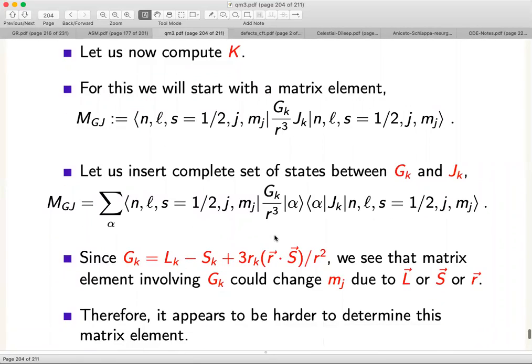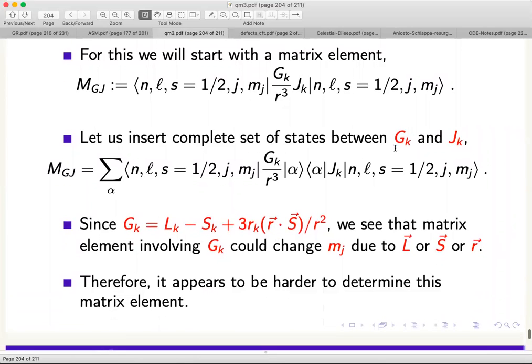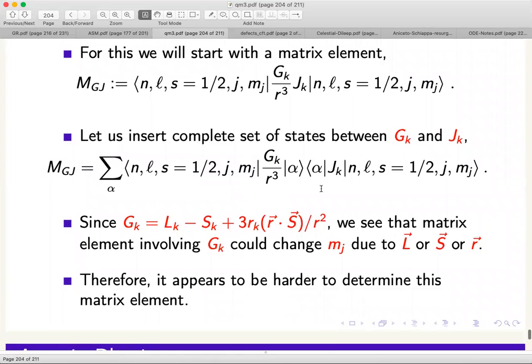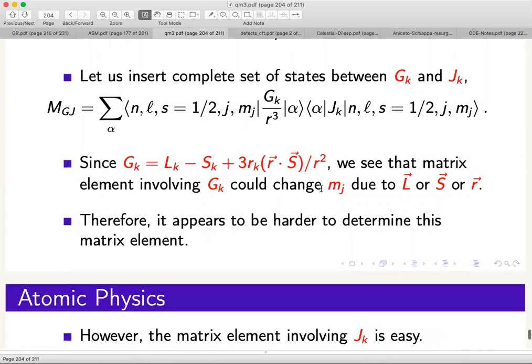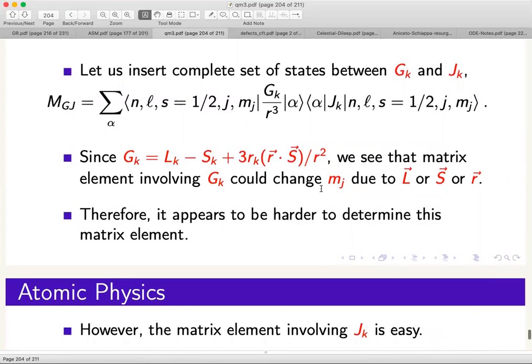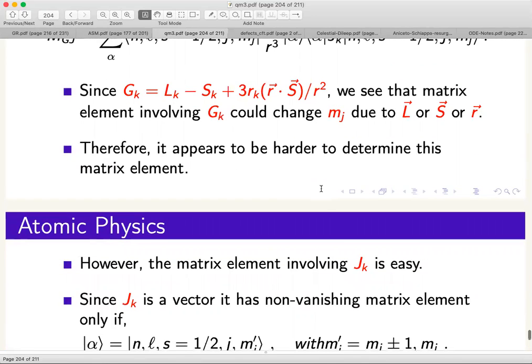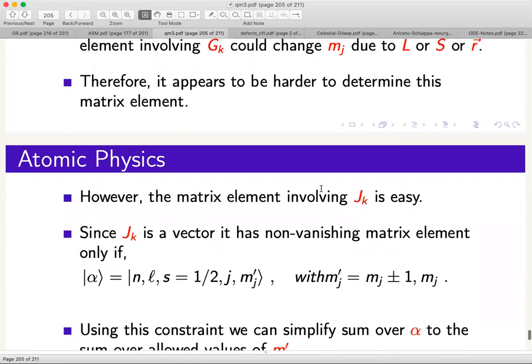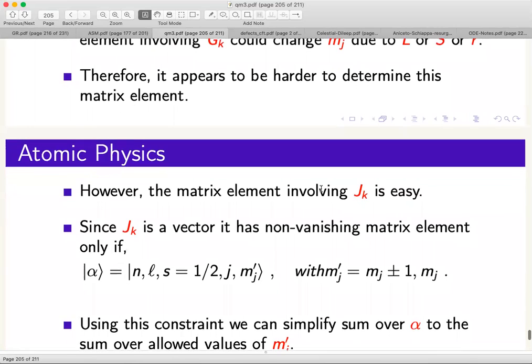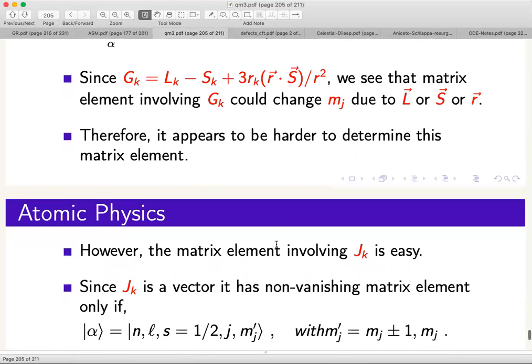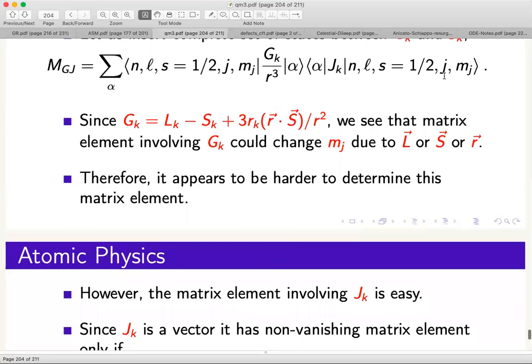So what we will do is we will first look at the matrix element involving JK, and then we can come back to the GK upon R cube matrix element. The JK matrix element is kind of easy. Since JK is a vector, it would act on a state. So let me just show you here.